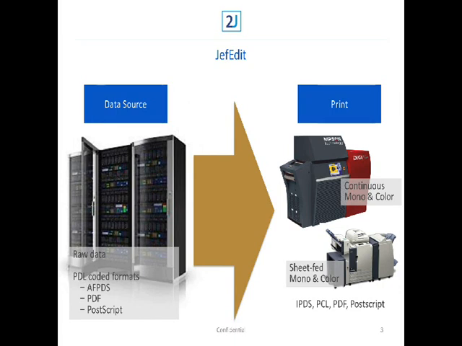We can have two kinds of data for the JefEdit product. Raw data, like ASCII text or CSV file, means that we have to do the layout, the presentation of the pages to be printed. The second kind of data is PDL, like AFP, PDF, or PostScript. That means that the layout is already done. In this case, only conversion is needed.